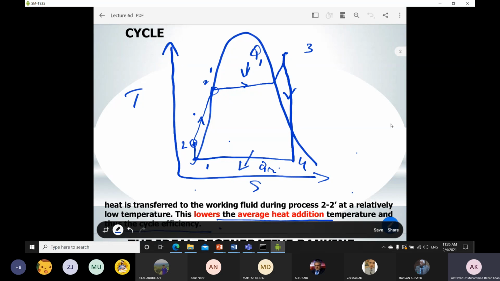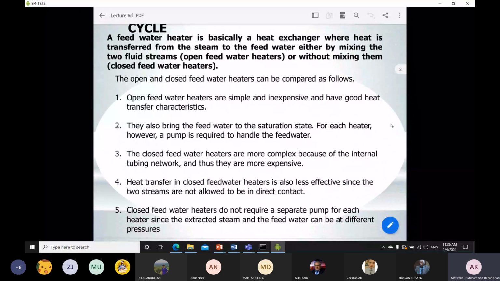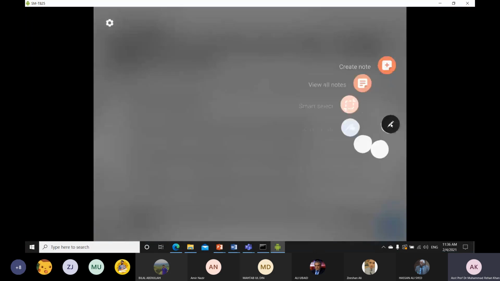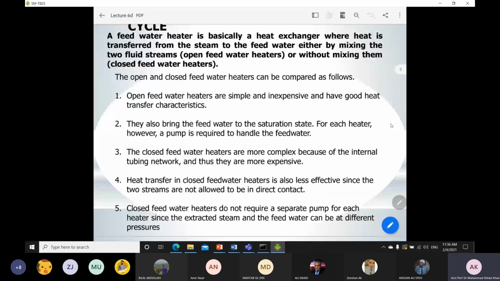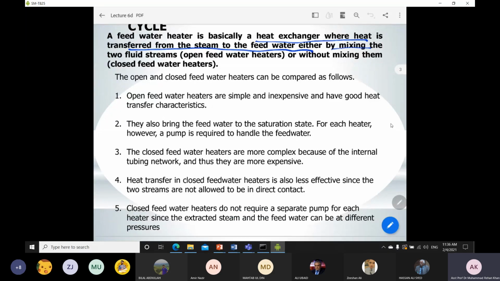Now we already talked about the open feed water heater. In the open feed water heater we increase the temperature of point 2, and in the closed feed water heater also we have to increase the temperature of point 2. The main difference between these two: we already saw that a feed water heater is basically a heat exchanger in which we exchange heat from the steam to the feed water coming from your pump, either by mixing the two fluid streams.